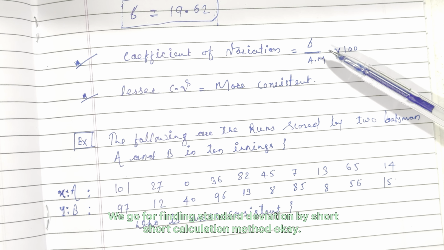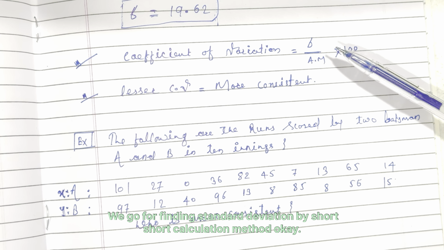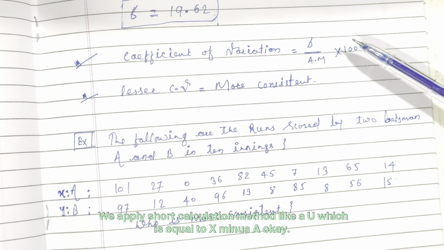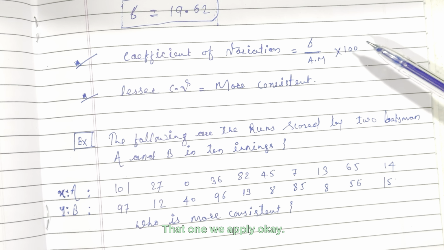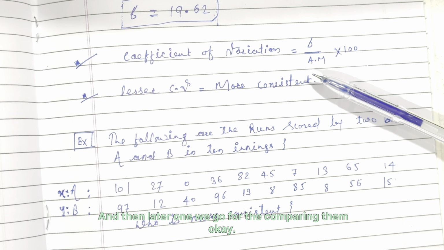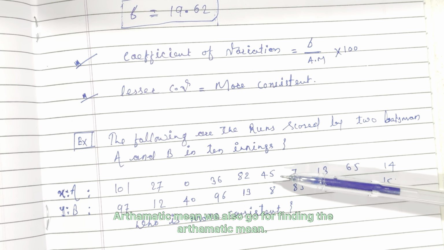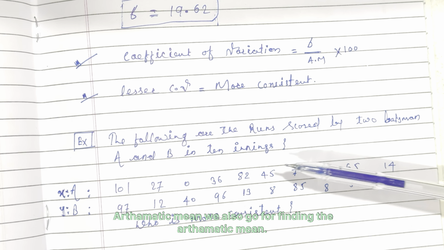We go for finding standard deviation by the short calculation method. We apply the short calculation method, u equal to x minus a, and then later on we go for comparing them. We also go for finding the arithmetic mean.